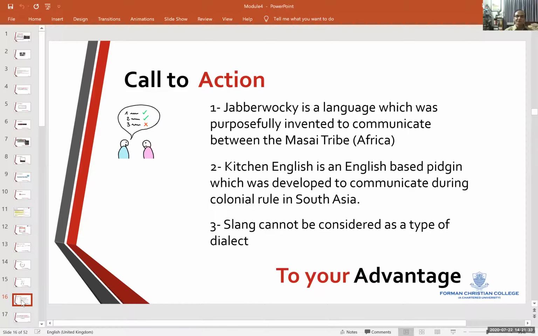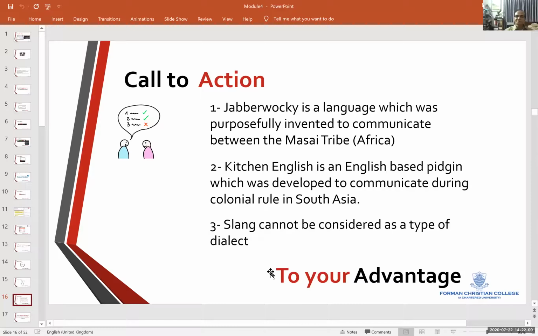The language which was purposefully invented to communicate between the Maasai tribe. Actually, it's Lewis Carroll's novel, and he has this Jabberwocky in it. And I think one of Lewis Carroll's novels. And he's invented this gibberish. So it's not for Maasai tribe, it's just gibberish.